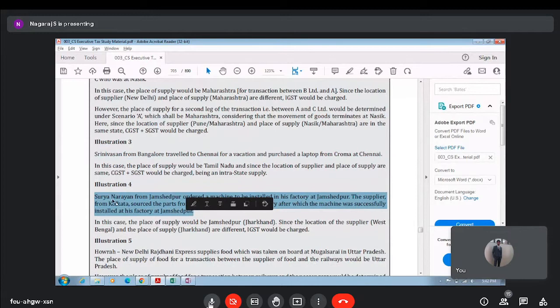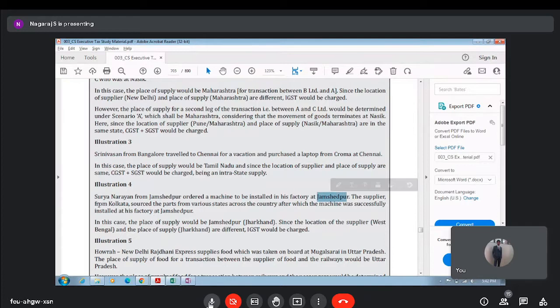Surya Narayan from Jamshedpur ordered a machine to be installed in his factory at Jamshedpur. The supplier is from Kolkata. Where is the supplier? Kolkata. But where is the machine being installed? Jamshedpur. The place of location is where the machine is installed. Jamshedpur. Okay.